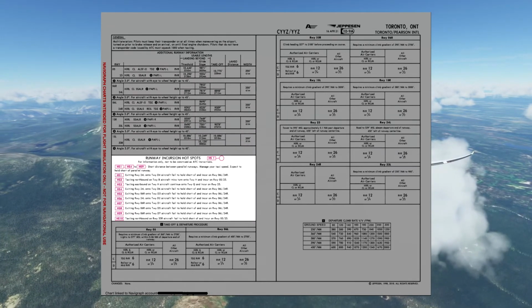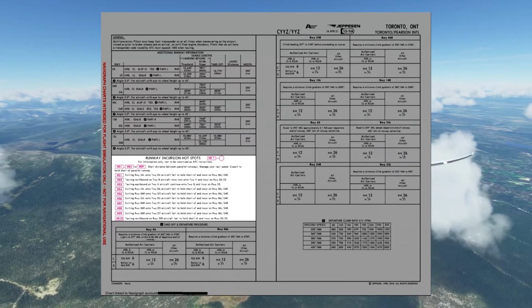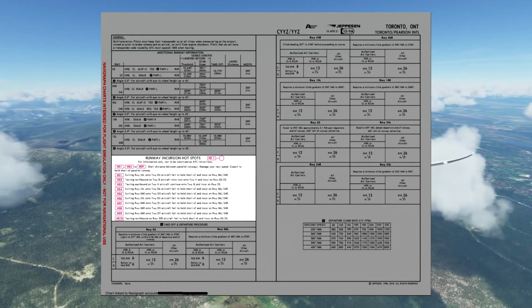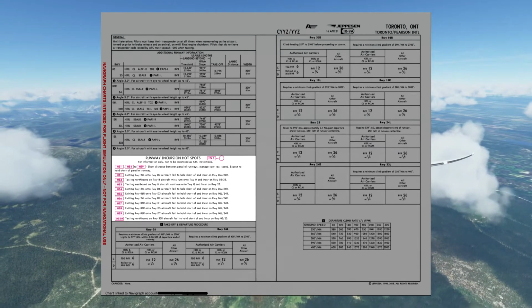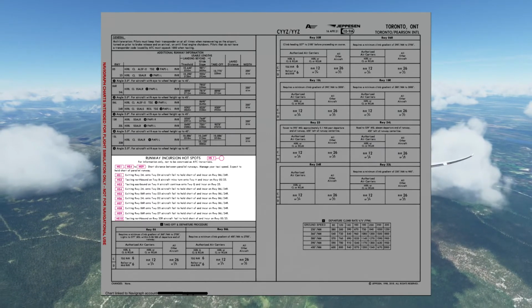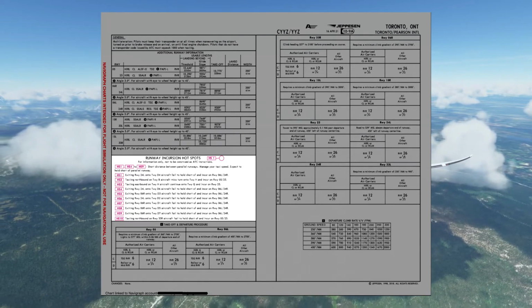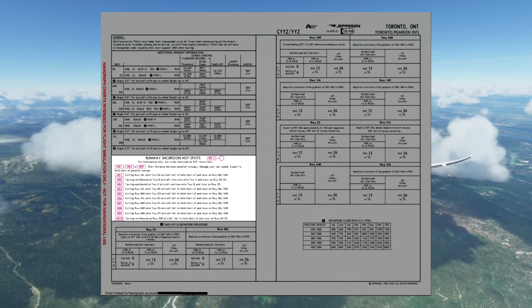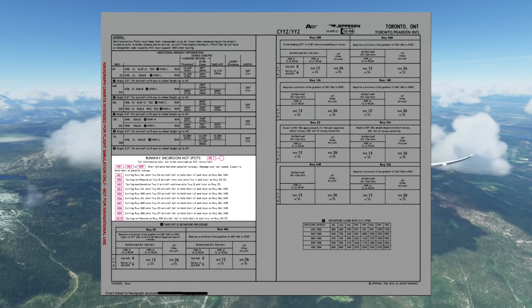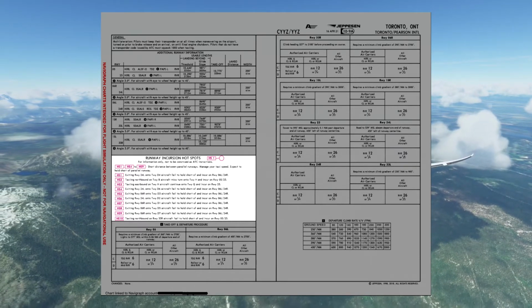So you remember where I told you we'll talk about those HS and then the numbers. Those are runway incursion hotspots. They're not holding points. They are hotspots. They're places they've had trouble. So they are indicating certain areas of taxiways that there's been issues. So let's take a look at hotspot number 4.